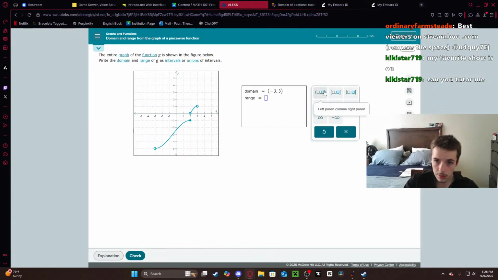Range is also going to be a hollow one because of the two hollow balls. This one doesn't really matter because it's not at the beginning or the end of the entire function. We have negative 5 this time, and 1. Check.